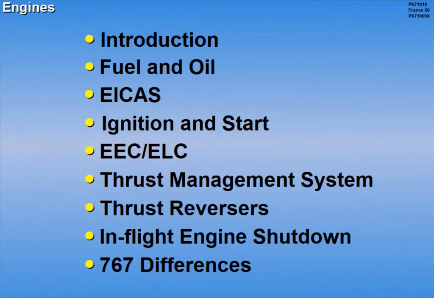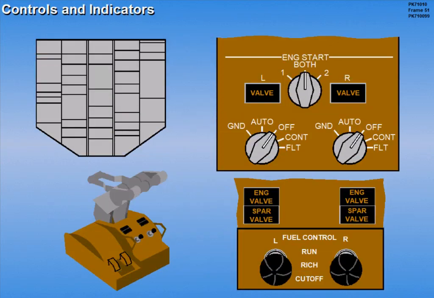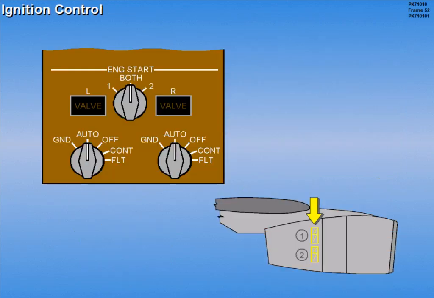Now let's look at the ignition system and start systems. The controls and indicators for the ignition and starting systems are located on the overhead panel and the pedestal. There are 2 igniters per engine with no time limits. Either the number 1, number 2, or both igniters may be selected.